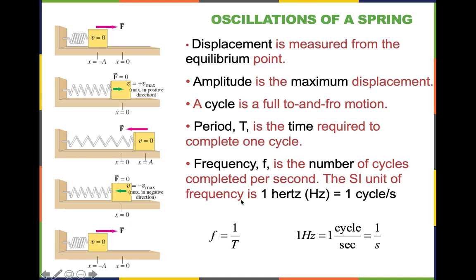And so the frequency f is the number of cycles completed per 1 second. The SI unit of frequency is the hertz, so 1 cycle per second. So here we have frequency equals 1 over T, 1 over the period. And here is our 1 hertz, 1 over s. So here you can see that the units are directly proportional to the equation we got.